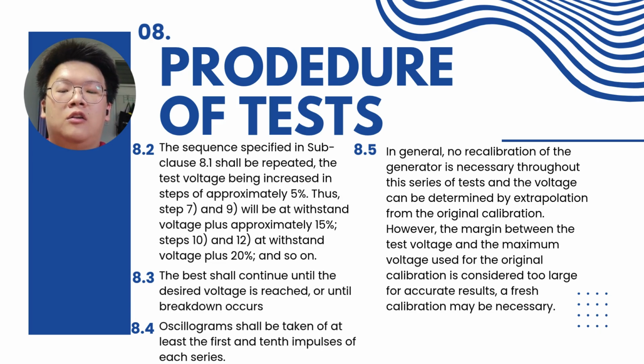8.4, oscillograms shall be taken of at least the first and 10th impulse of each series. The last one: in general, no recalibration of the generator is necessary throughout this series of tests, and the voltage can be determined by extrapolation from the original calibration. When, however, the margin between the test voltage and the maximum voltage used for the original calibration is considered too large for accurate results, a fresh calibration may be necessary.